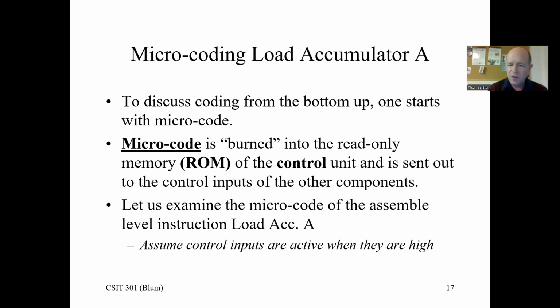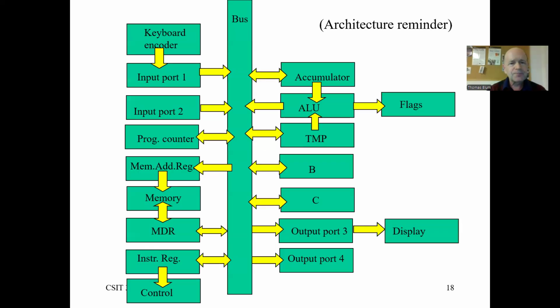Okay, so again, we're doing a Load Accumulator A, and I'm going to make a simplification here. We have all these registers in our architecture, and we're going to imagine that they all have things they can do. They all have these control inputs, and we're going to imagine that they're all active high. So if we wanted to do something, we send it a 1. Otherwise, we let it sit at 0.